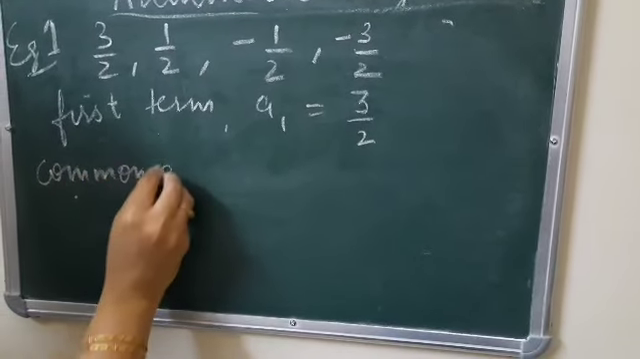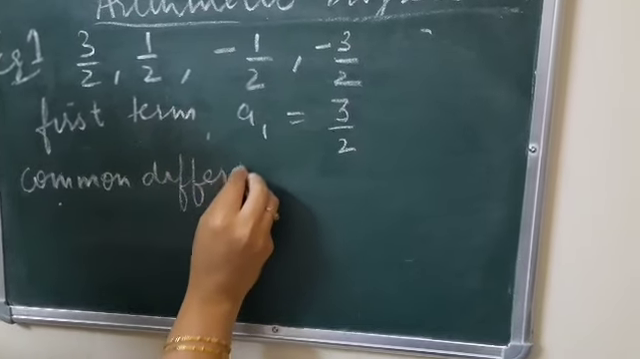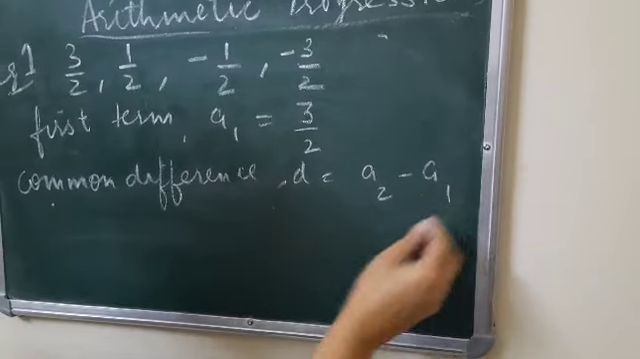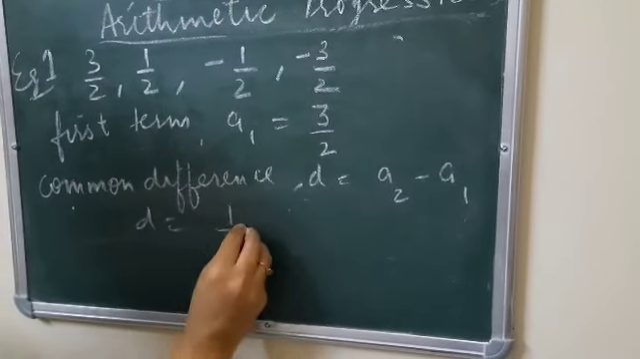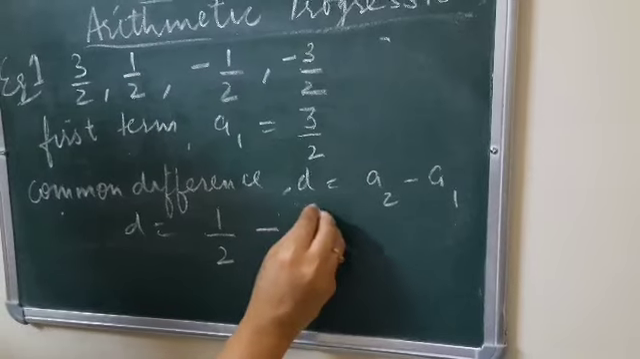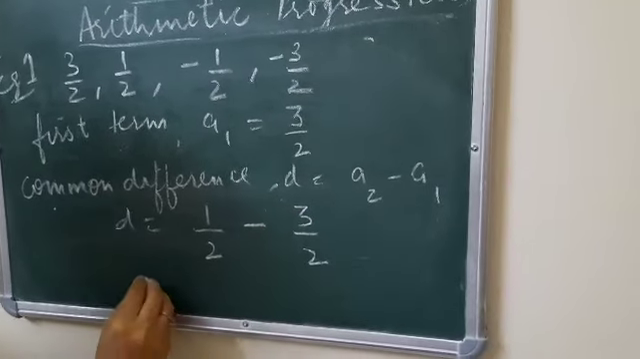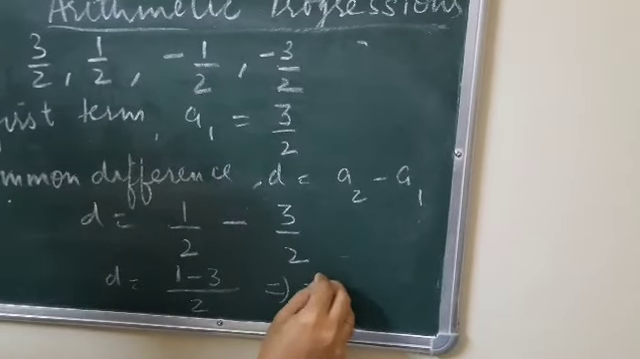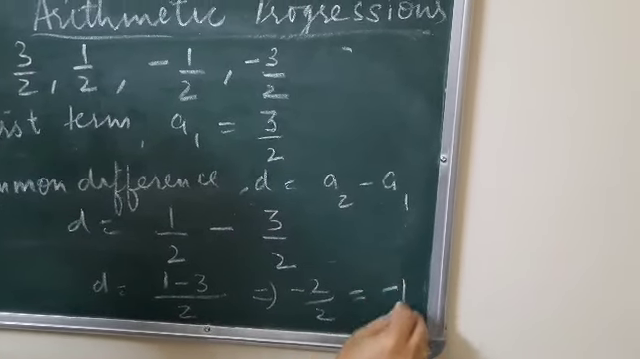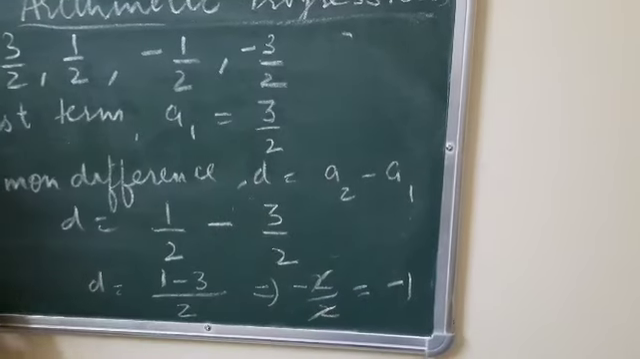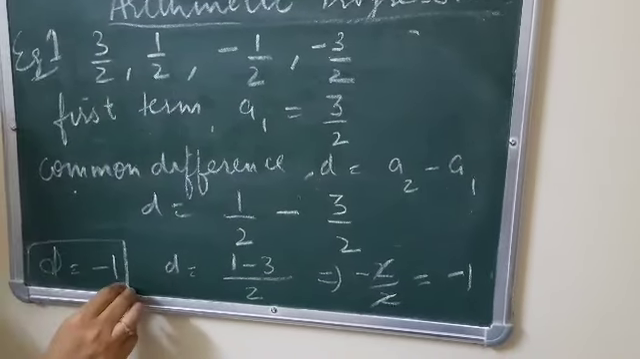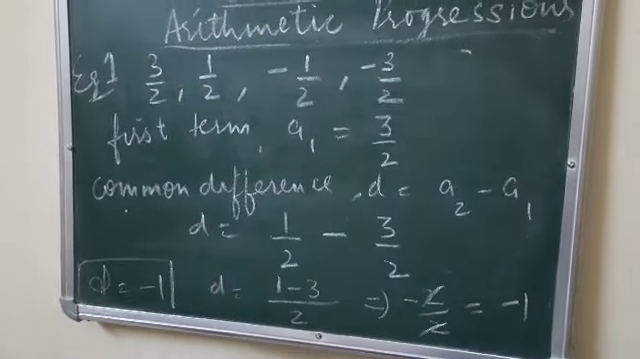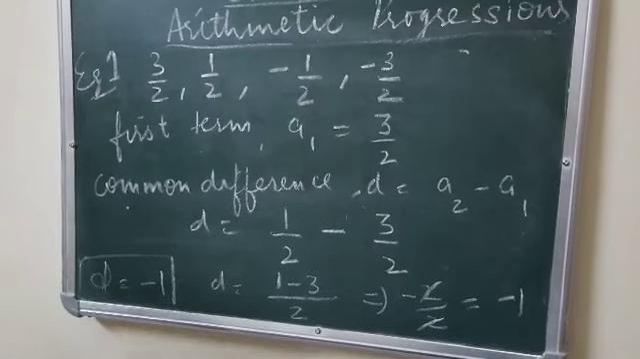Now for finding the common difference, or you can say D, what is the formula? What formula I have told? The formula is A2 minus A1. So simply subtract: A2 is 1 by 2 minus A1 is 3 by 2 and solve it. Take LCM. 1 minus 3, so minus 2 by 2, which is minus 1. So your D is equal to minus 1. So this is your solution for example number 1. Very easy question. Sometimes comes for 1 mark.